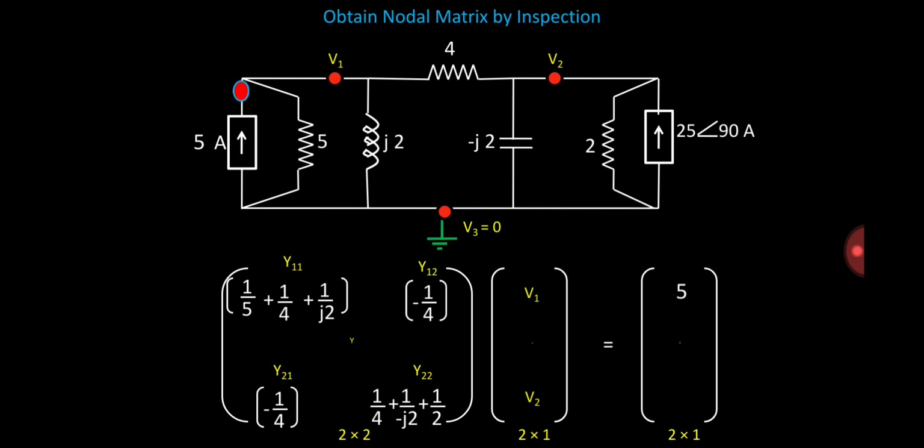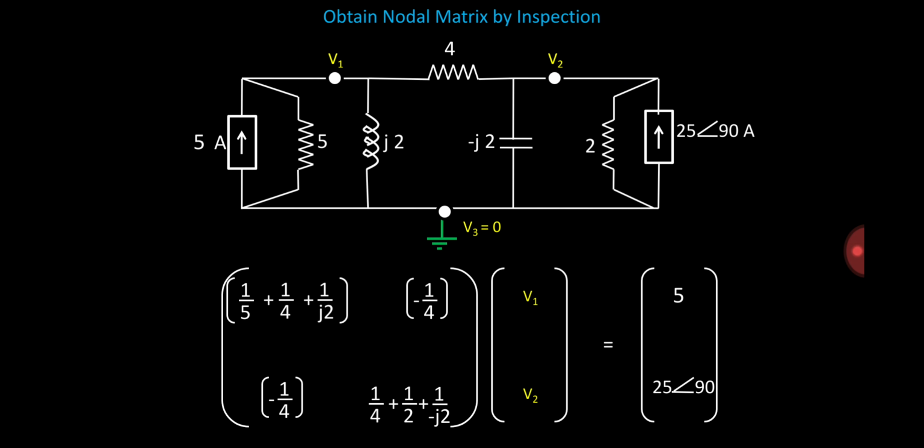Then the second entry is the summation of current sources connected to node number 2. Only one current source is connected to node number 2, that is of 25 angle 90. Again we can observe that according to the direction of that current source, the current is coming towards node number 2, so it is incoming current. Incoming current is nothing but positive. So the next entry is 25 angle 90. So here the nodal matrix is completed. We obtained this matrix just by inspection.